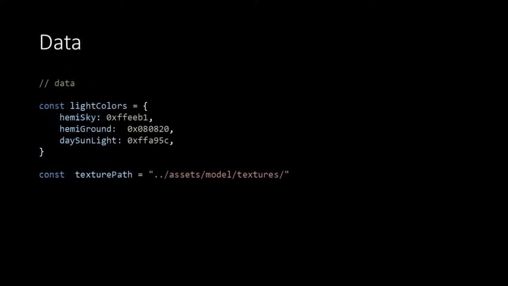Here we see two variables that contain important data. The first one is an object, lightColors, that contains the colors of all our lights. This will make our application easier to understand and to make changes later on. The other variable is a string that contains the path to our textures. We already used this when we created a string literal for our Earth map.